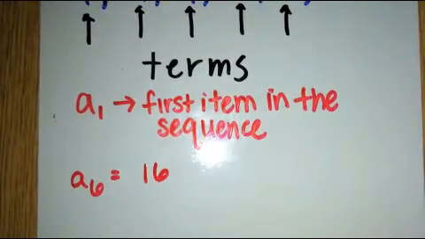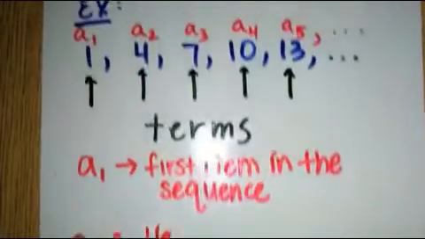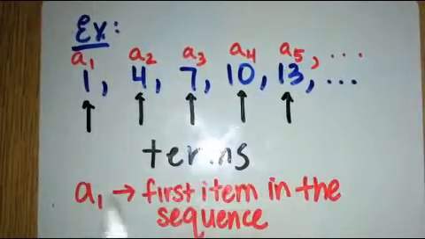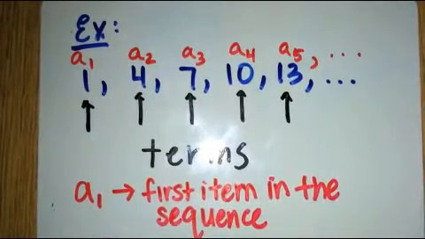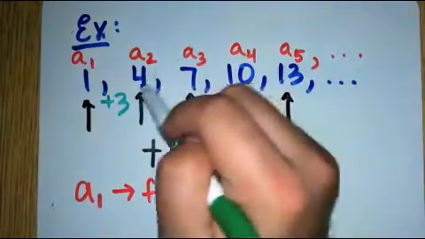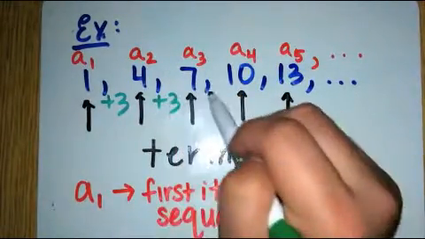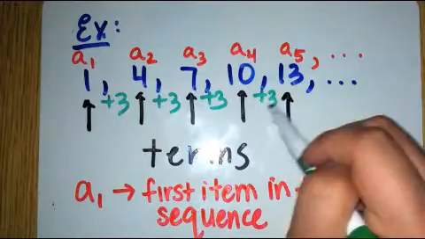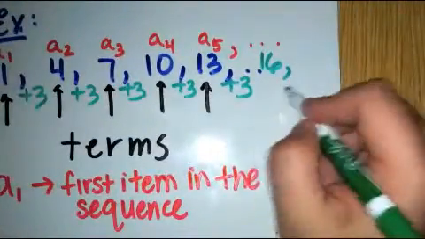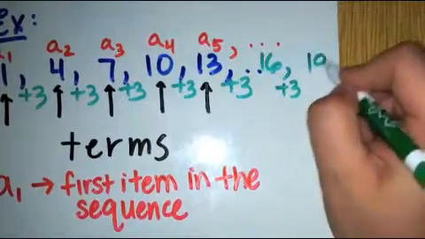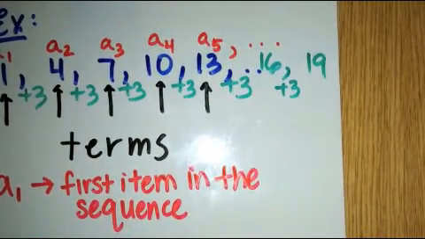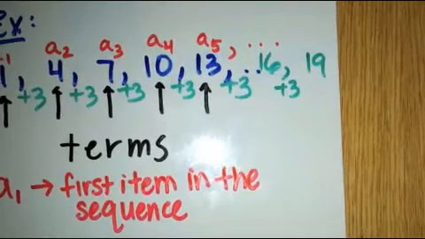Now, how did we get 16? If you look at our terms here for a moment, how did you get from 1 to 4? We are adding 3. And then you go from 4 to 7, we're also adding 3. We're adding 3 between each term. So I can add 3 and get 16. I can add another 3 and get 19. And the sequence will go on and on forever. Like I told you a few moments ago, we call that a rule.